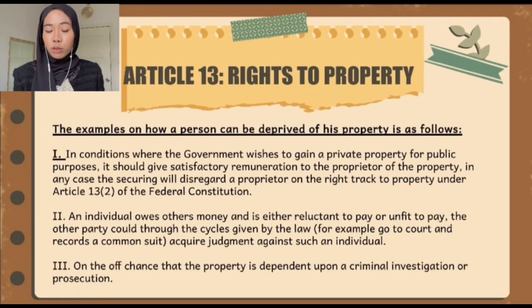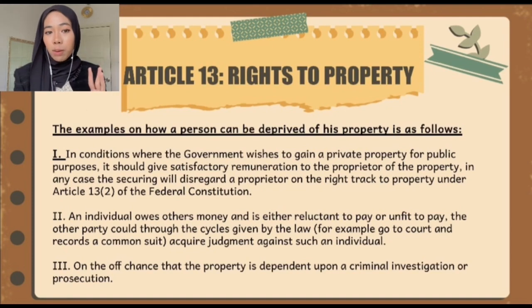Moving on to the examples of how a person can be deprived of his property. The first example is when the government wishes to acquire a private property for public purposes. Then it should give satisfactory compensation to the owner of the property according to Article 13, Clause 2. The second example is an individual who owes others money and is either reluctant or unable to pay. Then, at the point when the judgment cannot be fulfilled, whether he rejects or cannot pay, the bank can hold onto the property belonging to him according to the law.